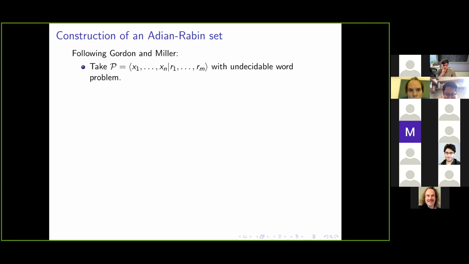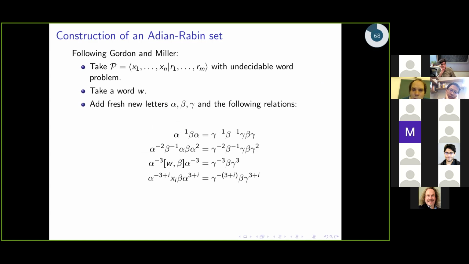Then there is this approach of Gordon and Miller to take a presentation with undecidable word problem, and if we take some word W, we can build a new presentation by adding some number of additional relations and 3 other letters. And the claim is that this resulting presentation, which depends on the word W, is trivial if and only if the original word was trivial in this presentation P.